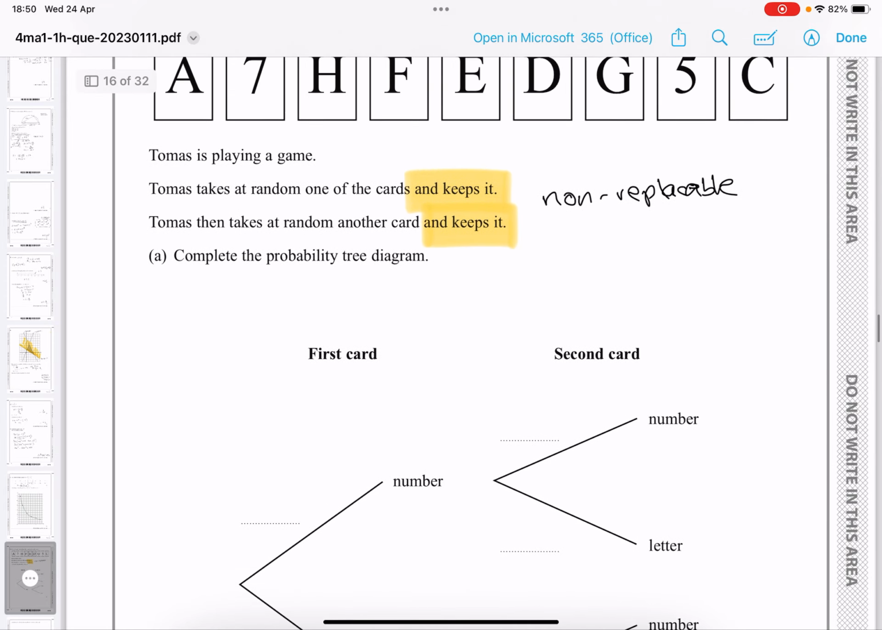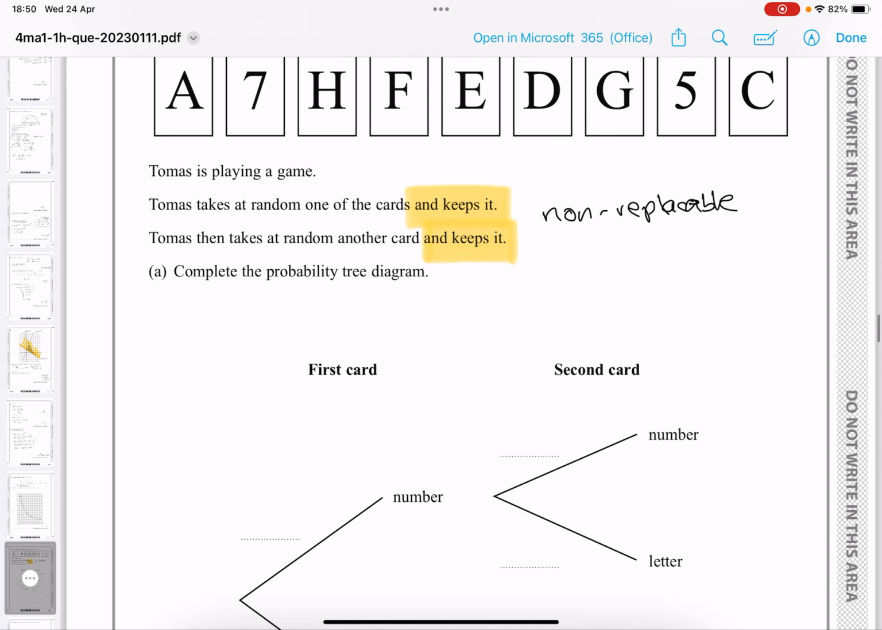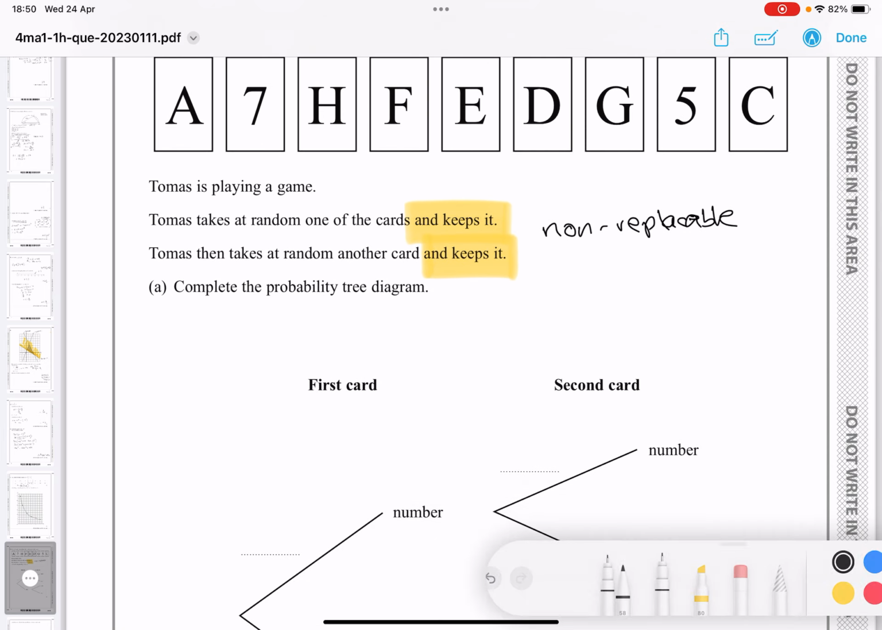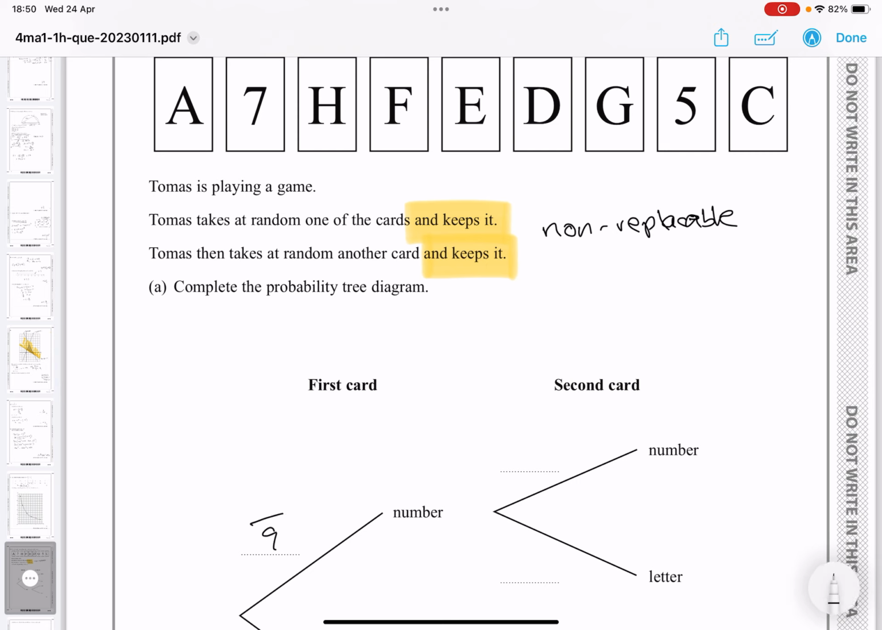Okay. So, first card. What's the probability of him getting a number? So, there's 9 cards altogether, so it's going to be out of 9. And the probability of him getting a number, because there's only 2 numbers, is 2/9, okay? Now, if you get the second card, because he's removing the card and keeping it, there's only going to be 8 cards left now, okay? Because he's removing the card and keeping it, there's only 8 cards remaining. So, if he chooses a number on the first time, since there's only 2 numbers, once he's removed one of the numbers, there's only 1 number remaining. So the probability of getting a number on the second card will be 1 over 8.